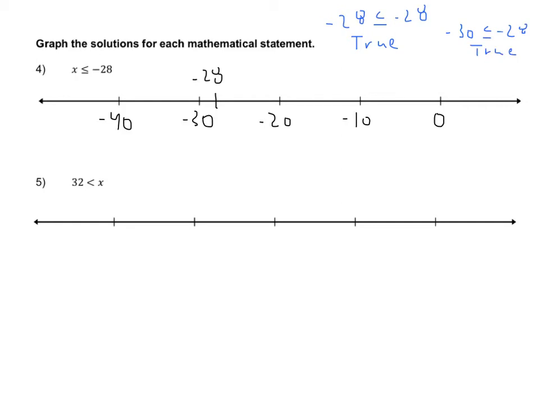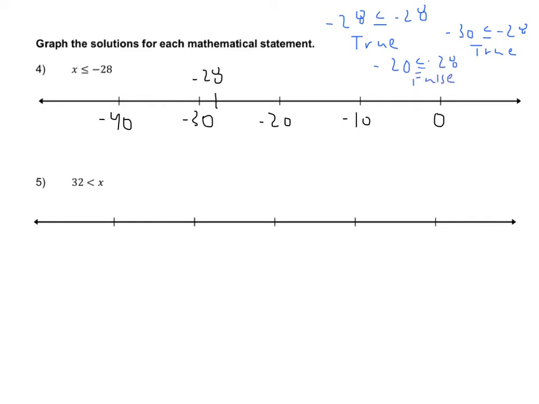And basically what we're going to find is that all of these numbers here, less than negative 28, are going to make this true. And the numbers that would not make that true are numbers that are over here, this side of the boundary. Numbers like negative 20. Is negative 20 less than or equal to negative 28? No, that's false.